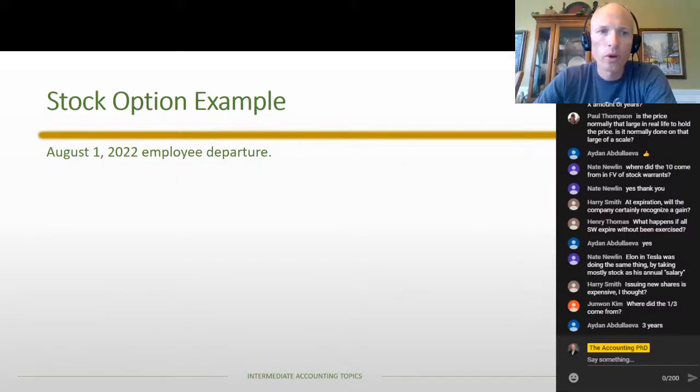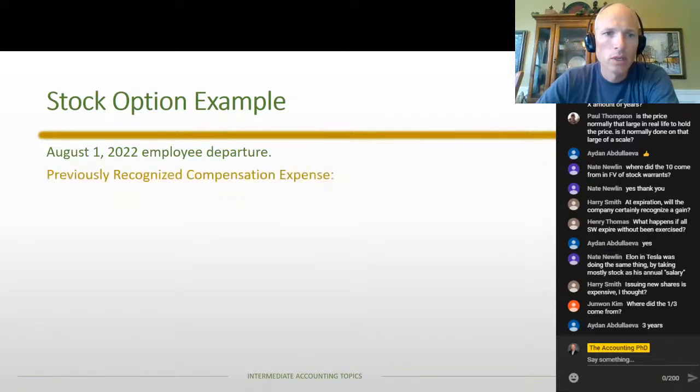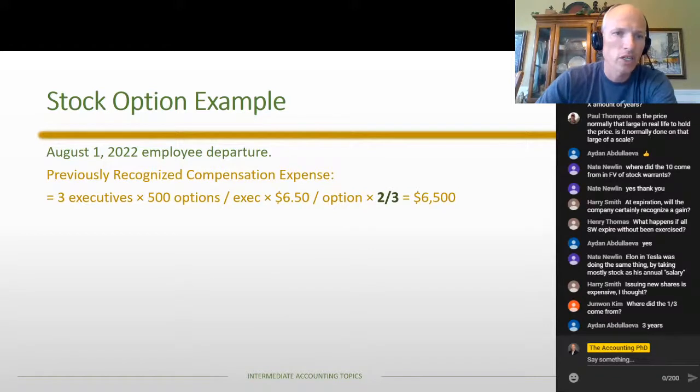So now we have more employees leaving on August 1st, 2022. Again, we have to think about what we have previously recognized in terms of compensation expense. It's a little bit different this year. Again, it's 3 employees instead of 8. Each employee has 500 options, and the fair value of each option is $6.50. But notice that in this case, we multiply by 2/3. The reason that we multiply by 2/3 is that we had recognized compensation expense for these 3 employees at the end of 2020 and at the end of 2021. So we've recognized 2/3 of their compensation expense in the previous 2 years. And now that they're leaving, we have to undo 2/3 of their compensation expense.